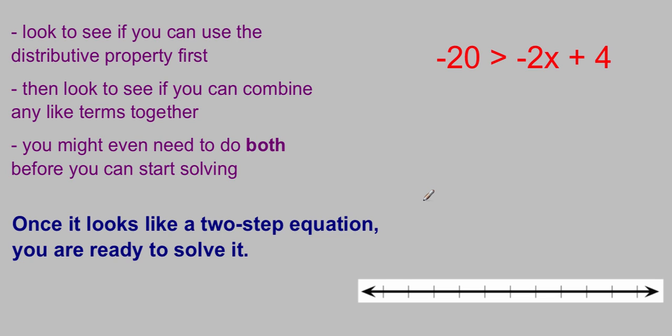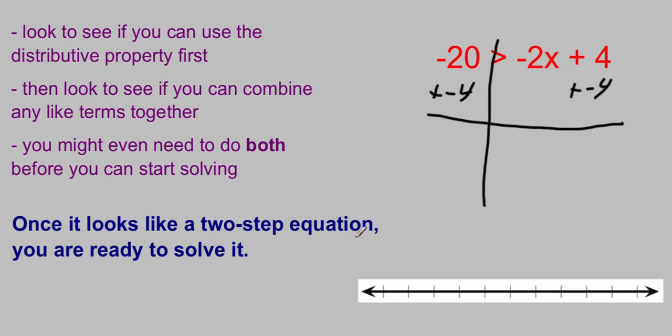Once it looks like a two-step equation, we are ready to solve this one. So we're going to draw our line down in the middle of the inequality. We're going to undo the constant by adding a negative to both sides, or subtracting 4. When we simplify, we end up with negative 24 is greater than negative 2x.